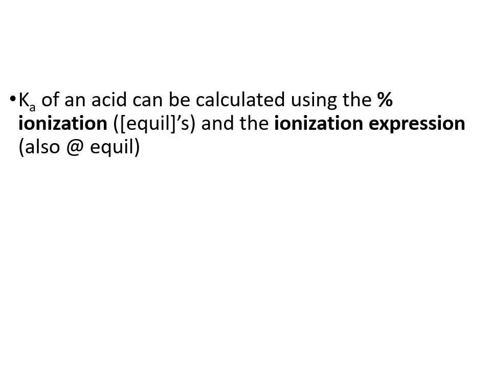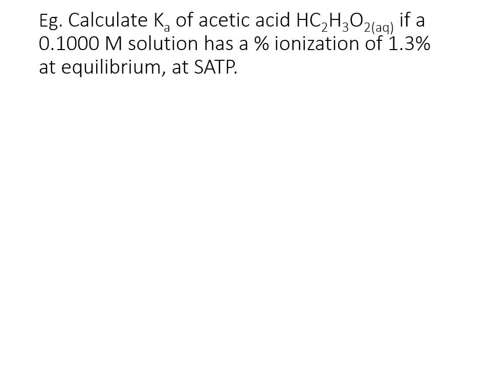So the Ka of an acid can be calculated using the percent ionization, using the equilibrium concentrations, and the ionization expression, which is what's happening at equilibrium. Let's have a look at how that works.